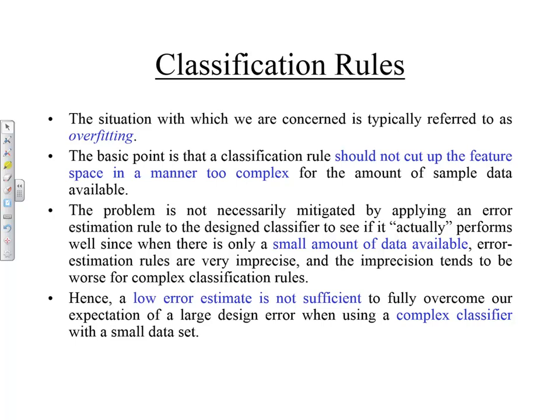So the problem is not necessarily mitigated by applying an error estimation rule to the designed classifier to see if it actually performs well. Because when there is only a small amount of data available, the error estimation rules are also very imprecise, and the imprecision tends to be worse for complex classification rules. Hence, a low error estimate is not sufficient to fully overcome our expectation of a large design error when using a complex classifier with a small data set. So if you have a small data set, you should never use a complex classifier. Like you should never use a neural network if you don't have enough data to train it, because that is a complex classifier.